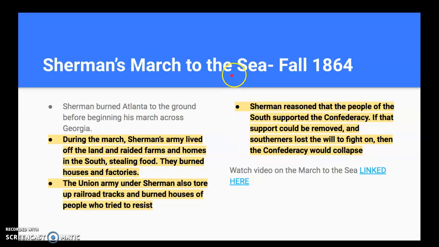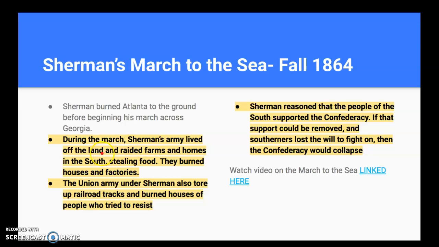So we call this the March to the Sea. And it takes place in November and December of 1864. So after Sherman captures Atlanta, he doesn't want the Confederates using any of the stuff that remains in Atlanta for their own benefit. So he burns the city of Atlanta to the ground, wipes it off the face of the earth, pretty much. So during this march, his plan is to march south and east towards Savannah, Georgia. And on the way, he's going to destroy everything in his path.